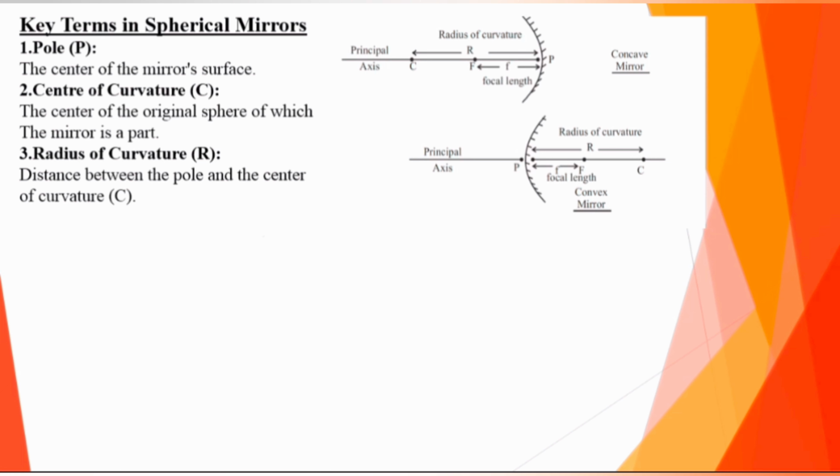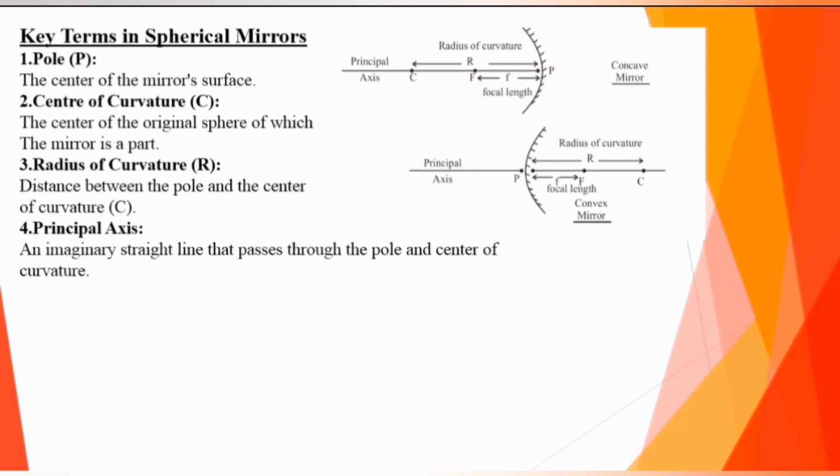Next is the principal axis. The principal axis is an imaginary straight line passing through both the pole and the center of curvature. So the principal axis is the imaginary line that passes through the center of curvature and the pole.